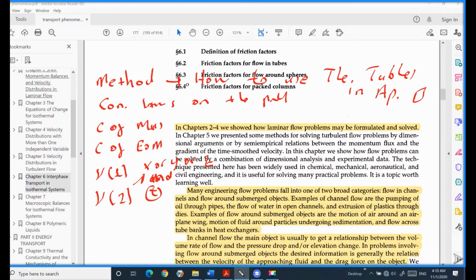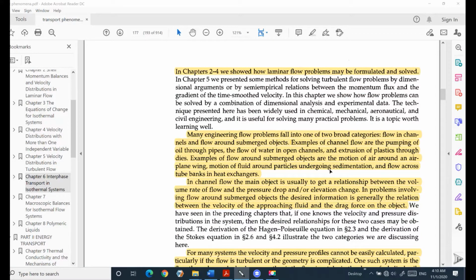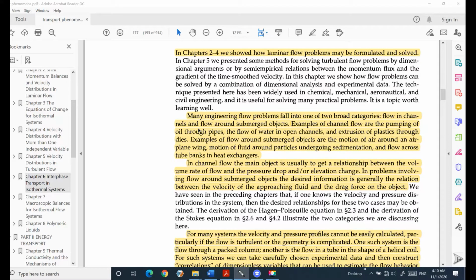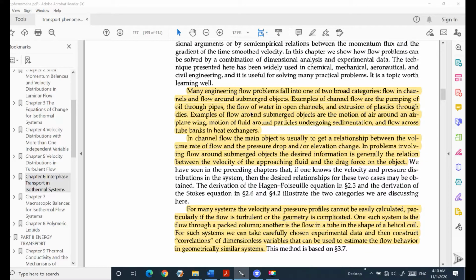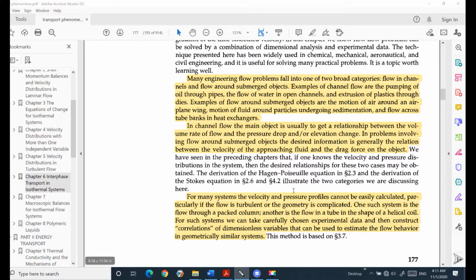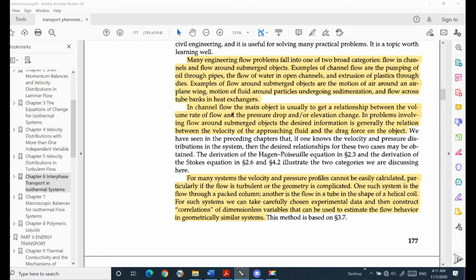Now we are in chapter 6. Engineering flow problems fall into one of two broad categories. One is flow in a channel, and the second is flow around some submerged object. An example of channel flow is pumping oil through a pipe. Another example is the motion of air around an airplane wing. In channel flow, the main objective is usually to get the relationship between the volume rate of flow and the pressure drop or the elevation change. In problems involving flow around submerged objects, the desired information is generally the relationship between the velocity of the approaching fluid and the drag force on the object.